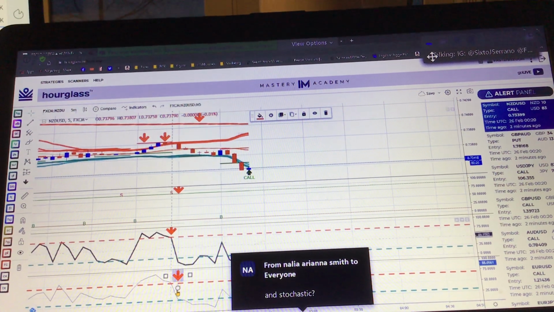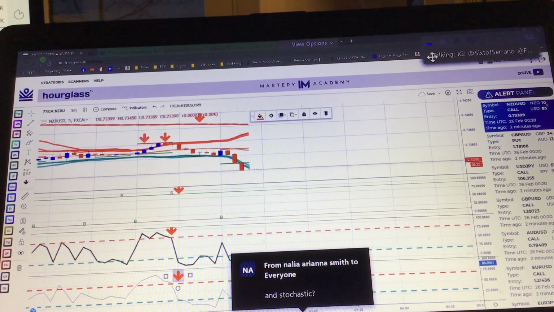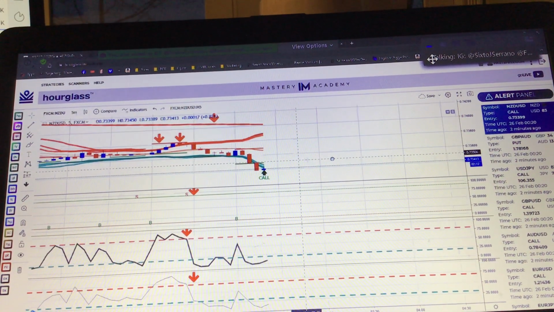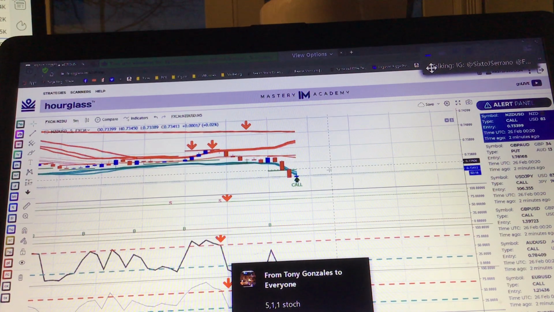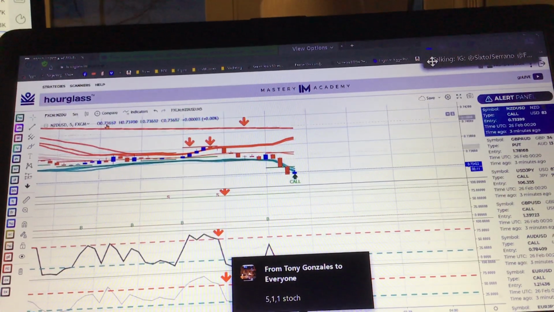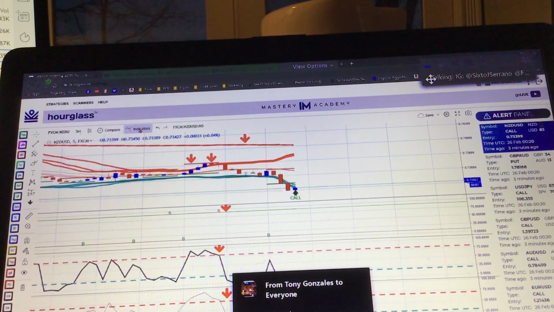Okay, so we have 7 points already. That's 1, 2, 3, 4, 5, 6, 7 points. Oh my goodness, 7 points. NZD is weaker than USD. This is an amazing trade. Now, divergence, baby. Divergence. This is what I'm talking about right here.